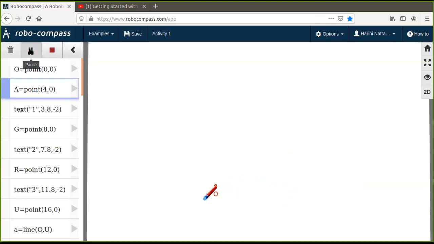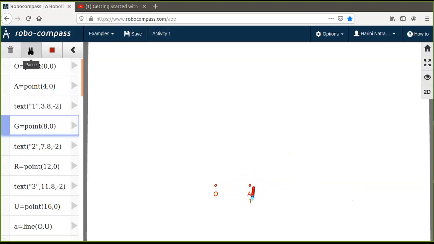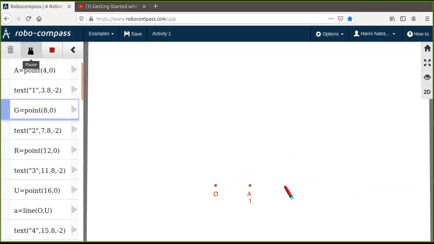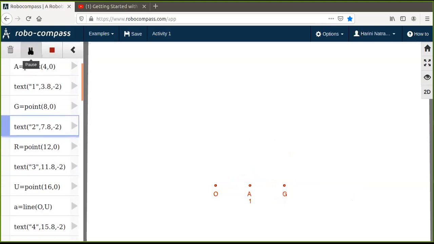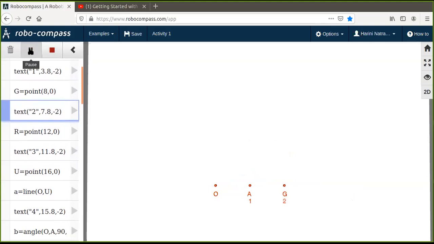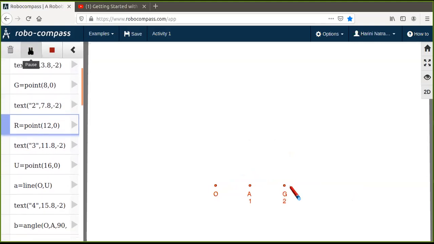So as you see, the first step, we will be locating the first 4 points on the number line. I have taken a scale of, say, 5 centimeter equals 1 unit. So it's marking it slowly there. The next point, again, it will be point G. It will be representing 2 on the number line. So on and so forth, you will go.